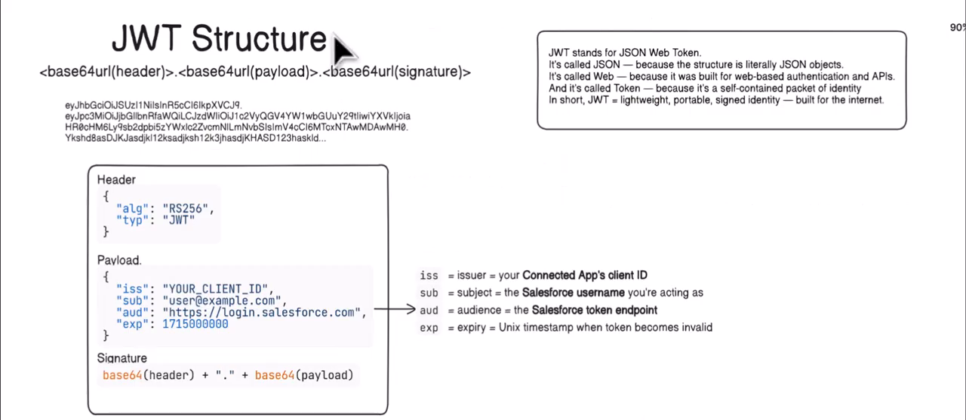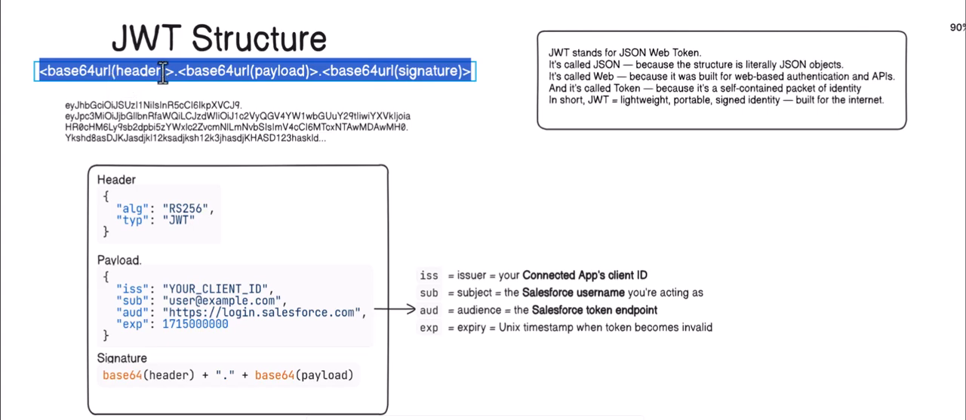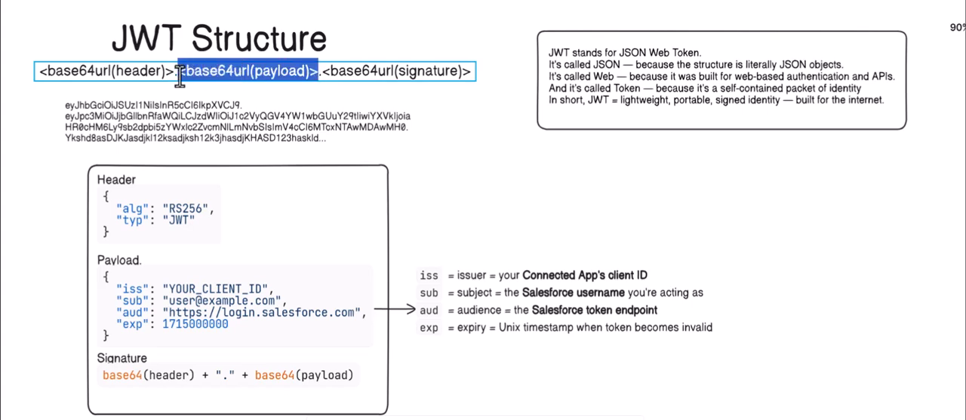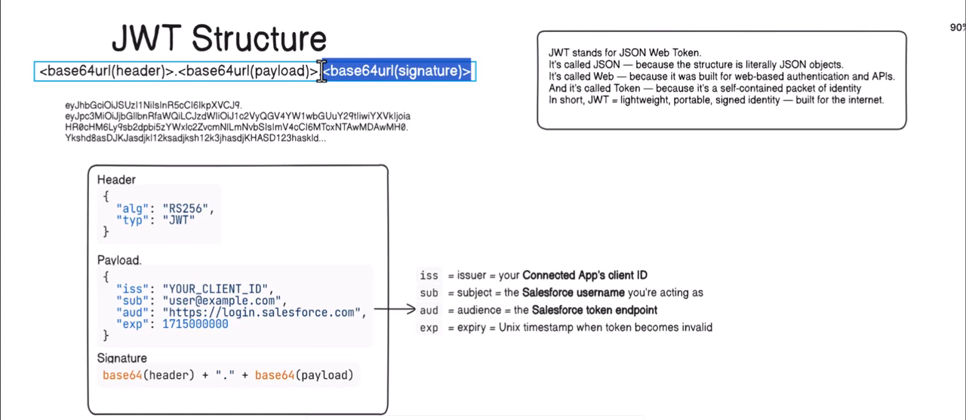Now let's talk about structure of JWT. So what exactly does a JWT look like? If you see, JWT has three parts. The first part is base 64 URL encoded header, then a dot, right, this dot, then base 64 URL encoded payload, then again a dot, and then base 64 URL encoded signature.